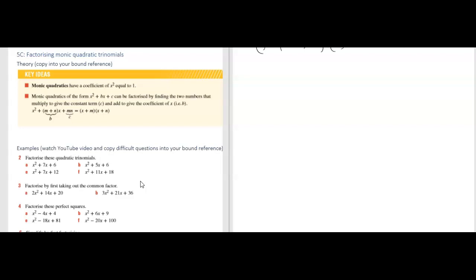In a previous video, I think it was in 5A, we did something similar, but not exactly the same. This is just factorizing by finding two numbers that multiply to give you the constant, the c, and add to give you the coefficient of x, which is your b. Okay, so let's look at question 2A.